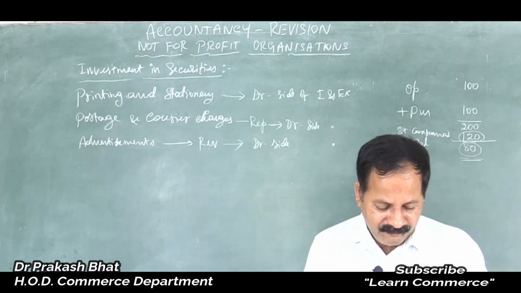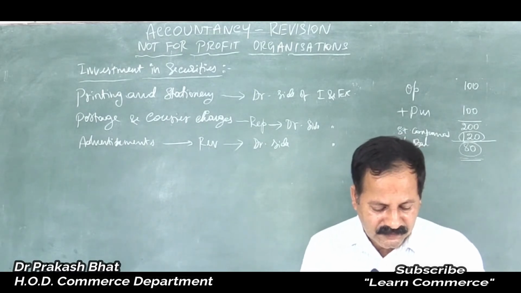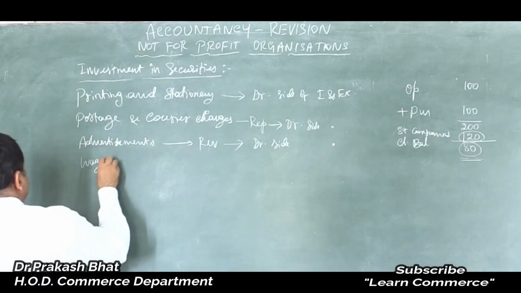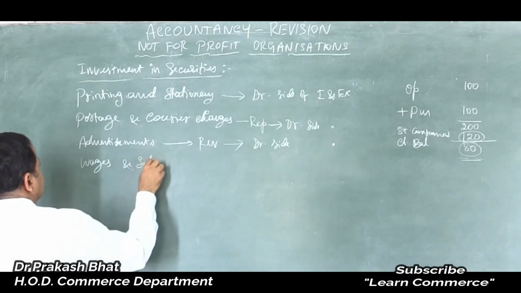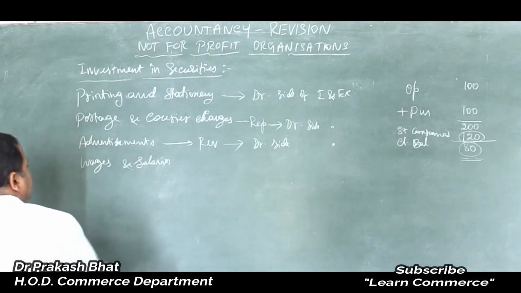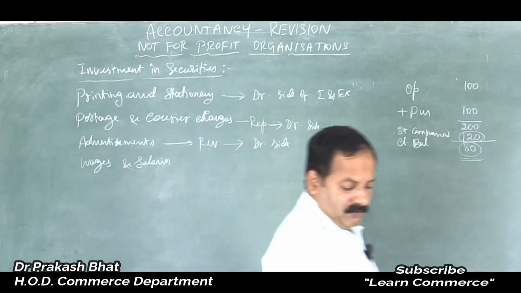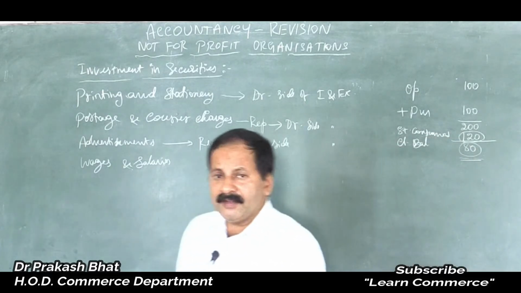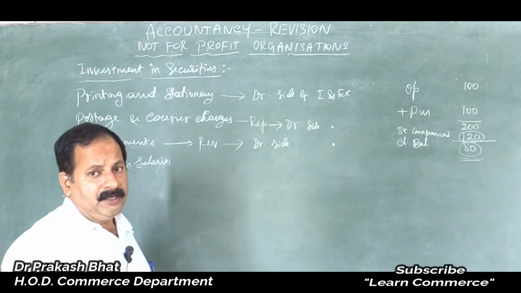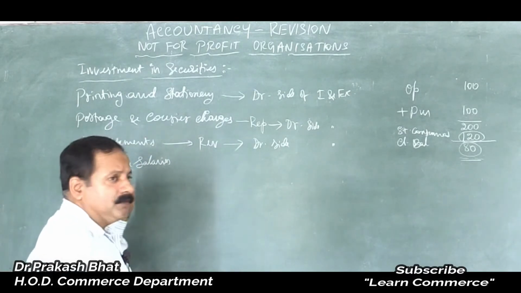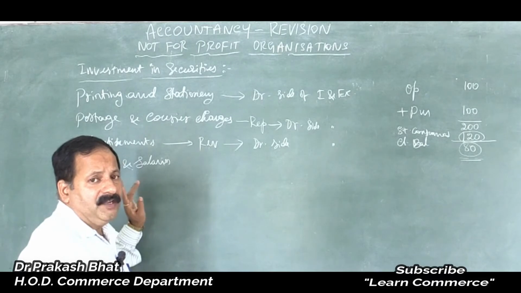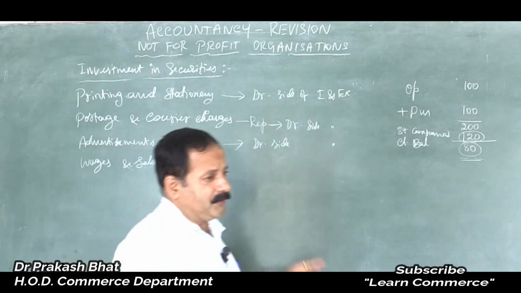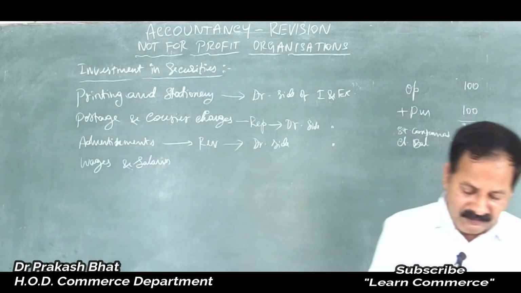Yes. Then wages and salaries. Wages and salaries again is an expenditure. Always wages will be expenditure, right? Yes. As it is repetitive in nature, every day you have to pay the wage, every month you have to pay the salary, isn't it? Recurring in nature, recurring expenditure, so it should be entered on the debit side of income and expenditure account.